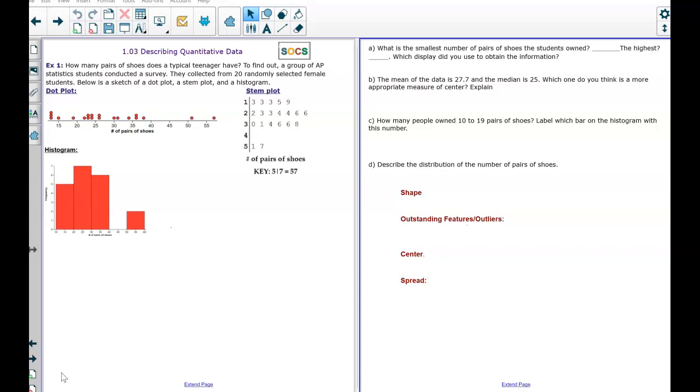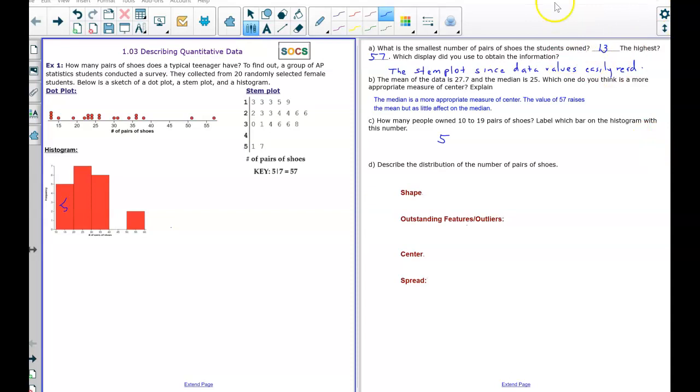Example 1. How many pairs of shoes does a typical teenager have? To find out, a group of AP Statistics students conducted a survey. They collected data from 20 randomly selected female students from East Meadow High School. Below is a sketch of a dot plot, a stem plot, notice the labels, and a histogram. So what I'd like you to do is place the video on hold, and respond to parts A through C.